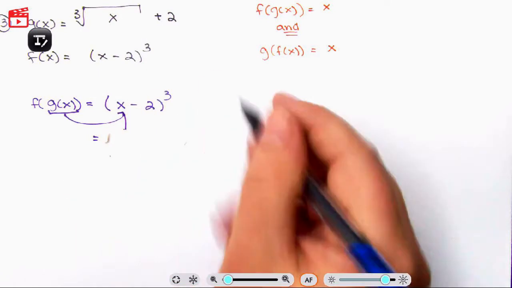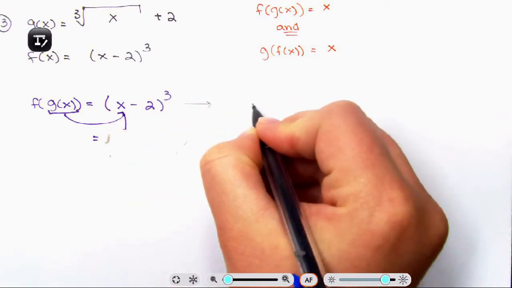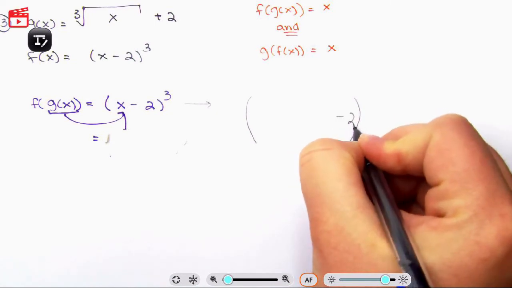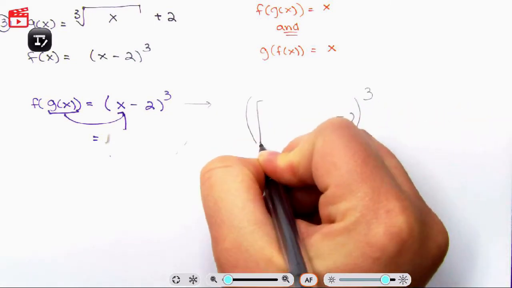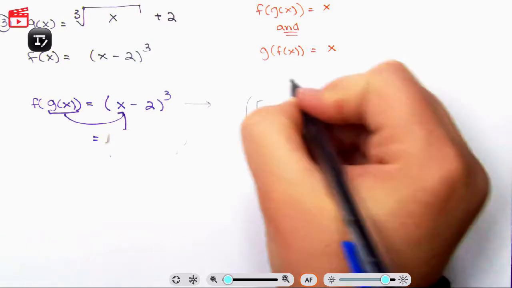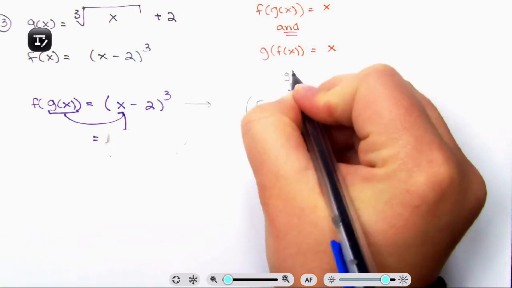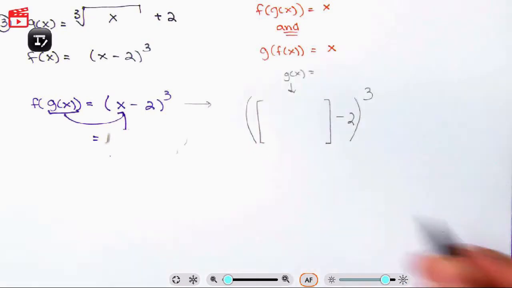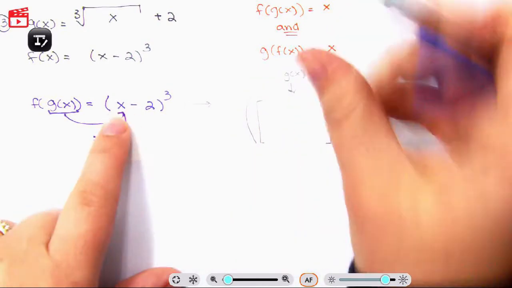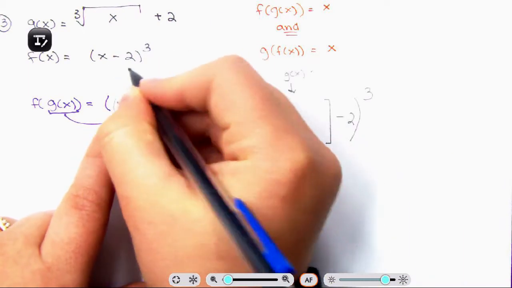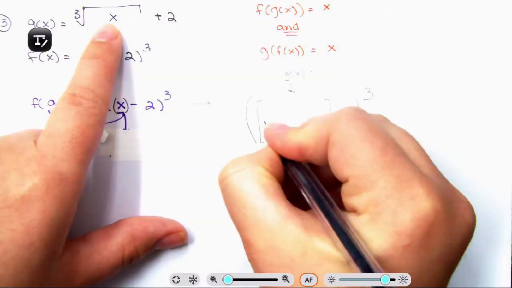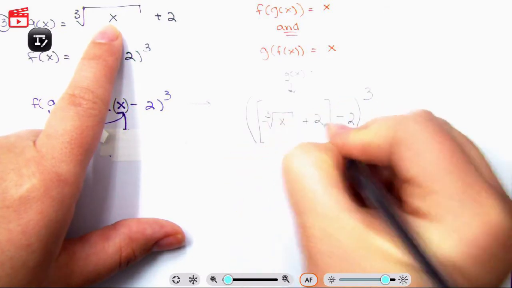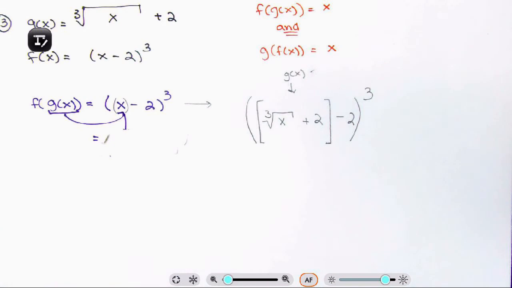All right, this is what I have originally. So I'm going to just shift it here. So here's my original parentheses. Here's my minus 2. Here's my cube. Now inside of this is where I'm going to put my g of x in place of the x from f. So this one here, I'm going to put that in a bubble. So then what goes in here? Cube root of x plus 2.